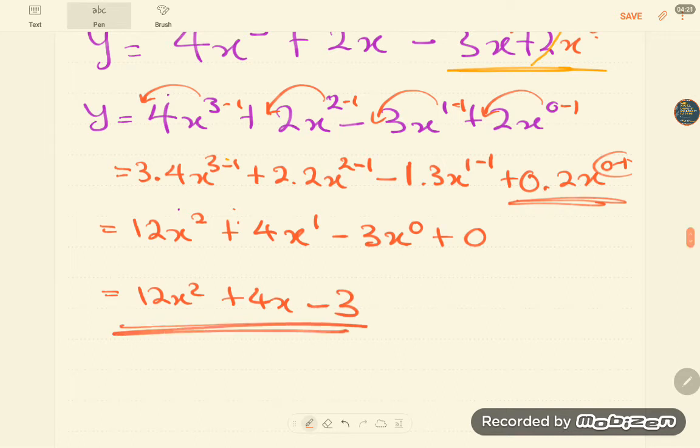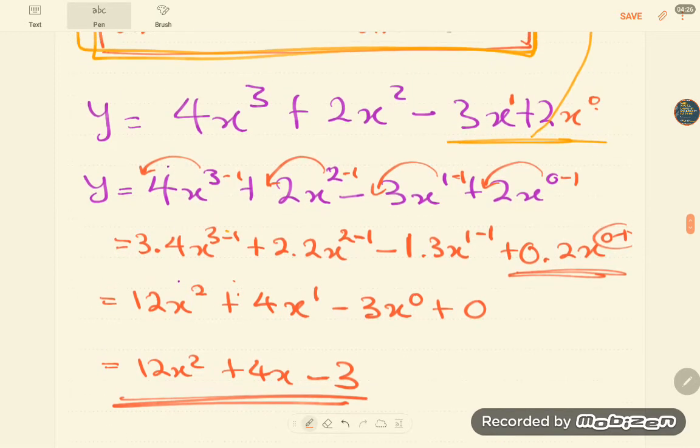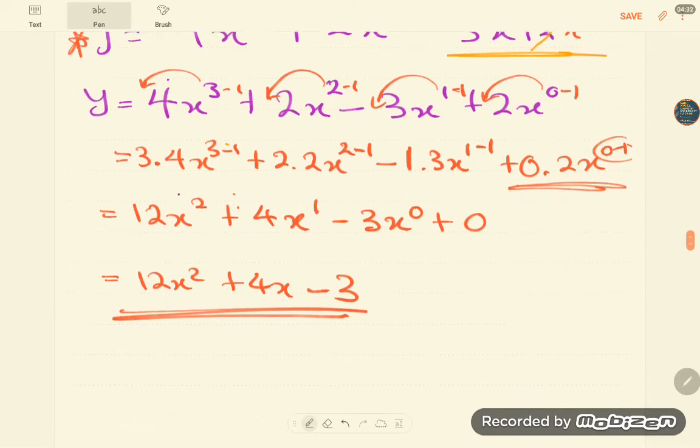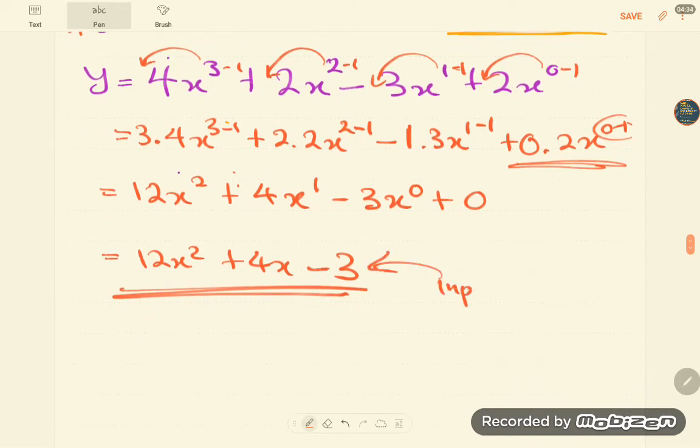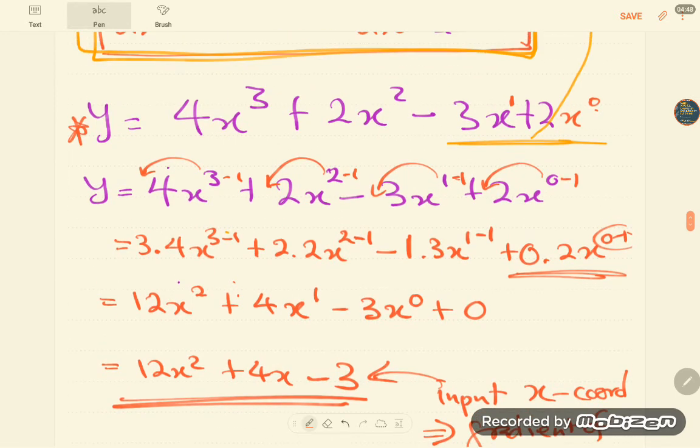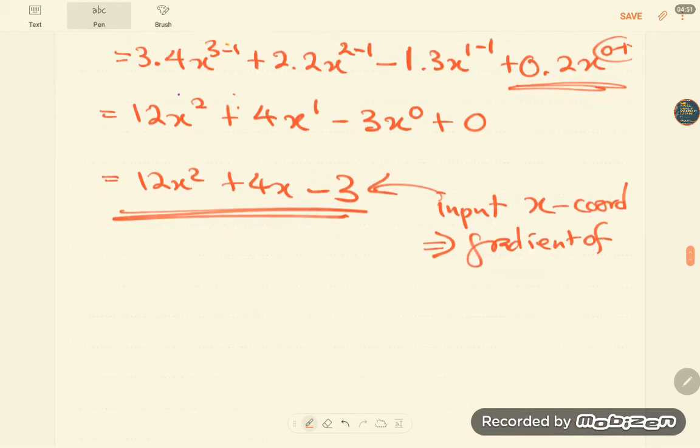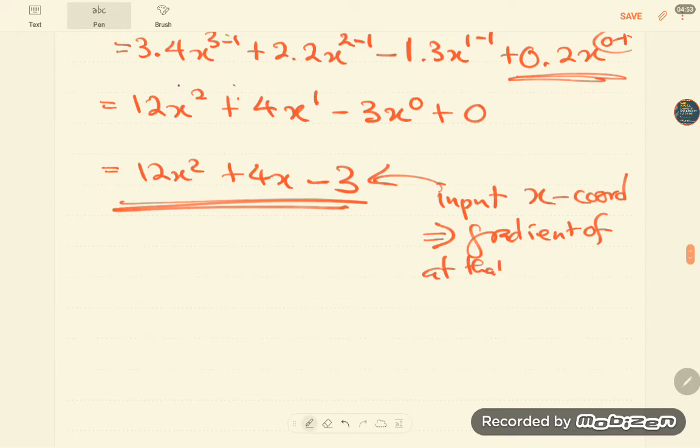Is that okay? So this is going to be our derivative function, where if we want to find the gradient of this particular function at any point, we take the x-coordinate of the point, we input the x-coordinate into here. That's why it's in terms of x. And then the output is going to be the gradient of this function here at that x coordinate. That's essentially what it is.